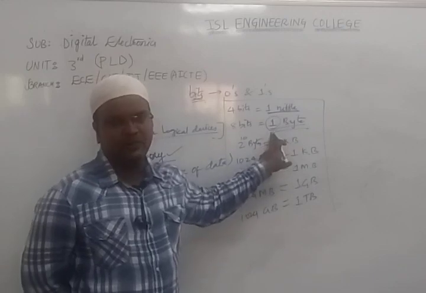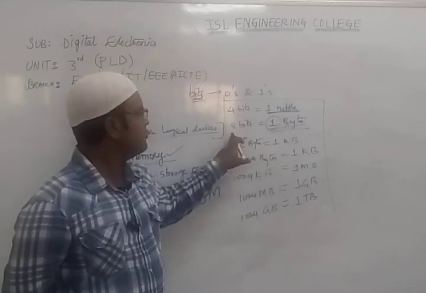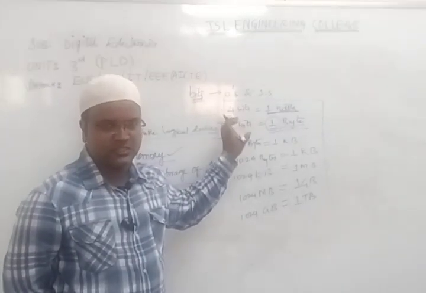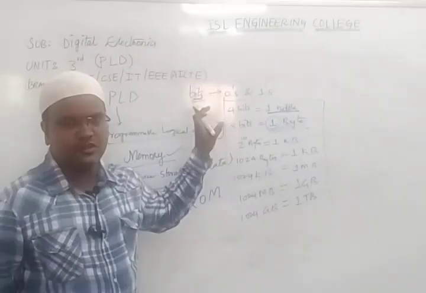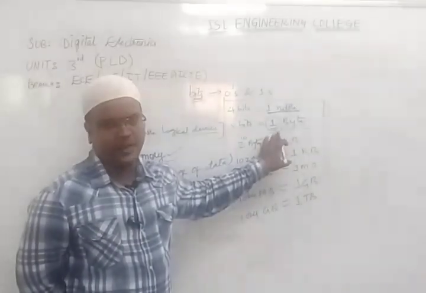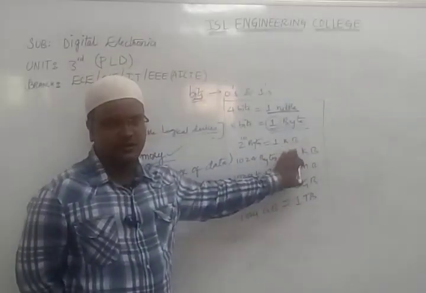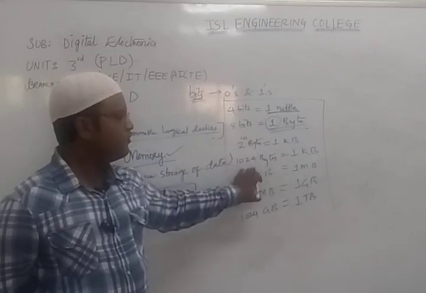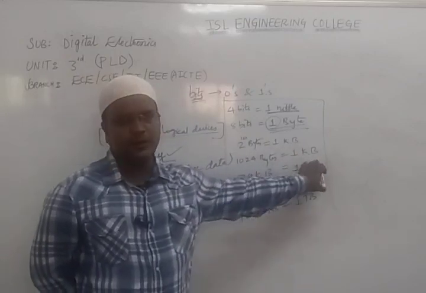Likewise, if you want to go for 1 byte, how much should it be? It should be 8 bits. If you combine 8 bits, if you want to store that particular information in the programmable logic devices, then we can say it's 1 byte. Likewise, we have 1 kilobyte. How much is it? 2 power 10 bytes. 1024 bytes is equal to 1 kilobyte.